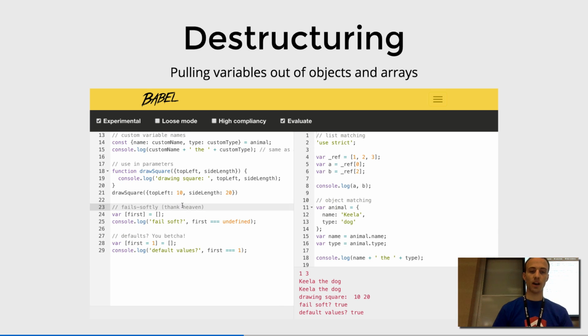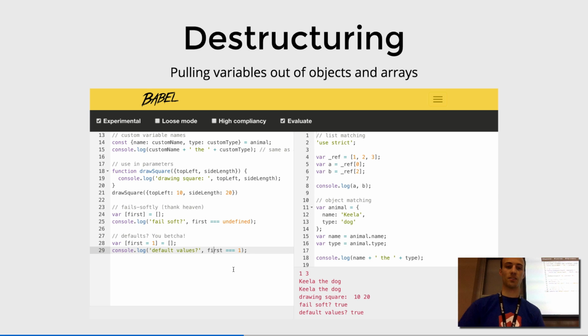And then finally, it fails soft. So if the object doesn't have the property or the array doesn't have the property, then it will just be assigned to undefined. It will not throw an error. Thank heaven. That would have been such a pain in the rear. And then also, very, very handy is defaults. So if first is not defined in this array, and it is not, it's an empty array, then we're going to assign it with 1. And so we get the value of first is 1. So that is destructuring. Does anybody have questions about destructuring?